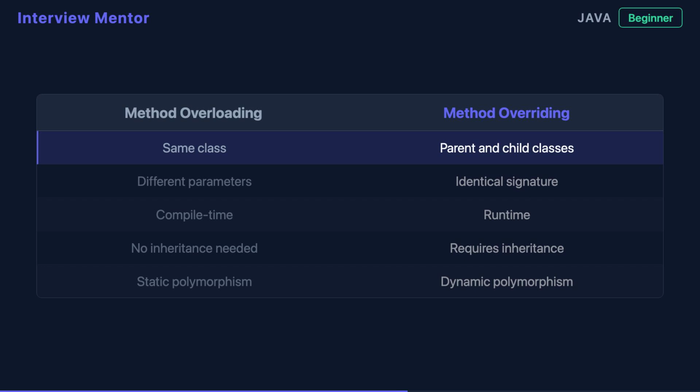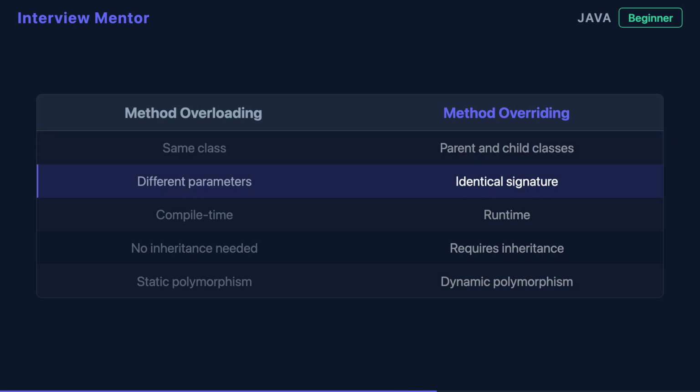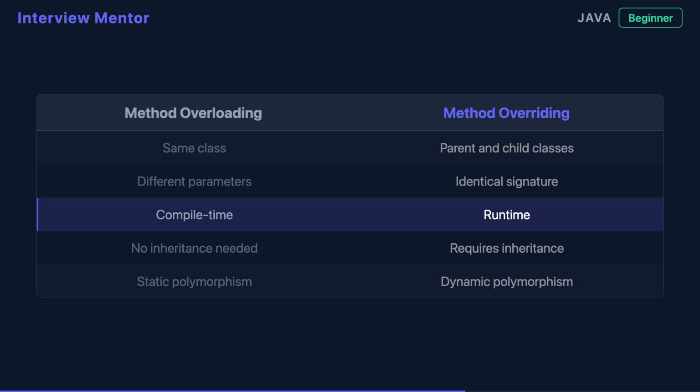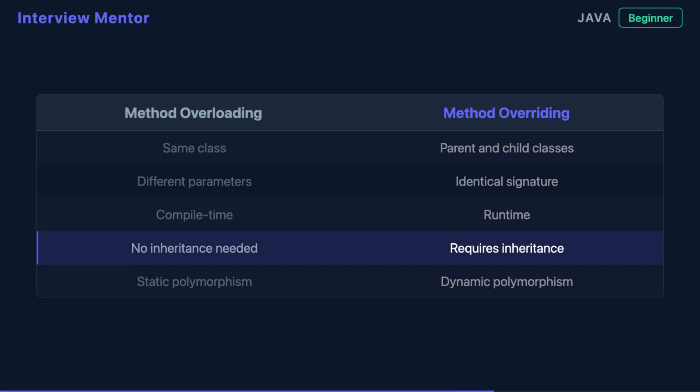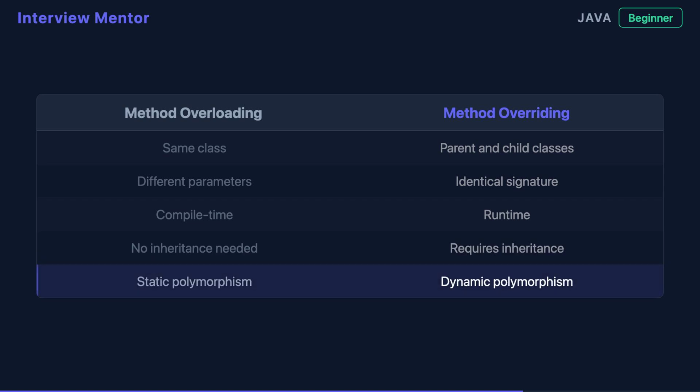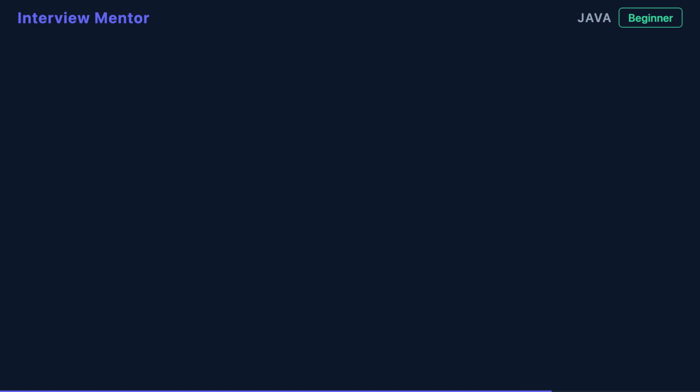Don't confuse overloading with overriding. Overloading is multiple methods with the same name, but different parameters in the same class. Overriding is when a subclass replaces a parent's method with the exact same signature. Overloading happens at compile time, overriding at runtime. Overloading doesn't need inheritance, overriding requires it. And overloading keeps the same method name but changes parameters, while overriding keeps both the name and parameters identical.